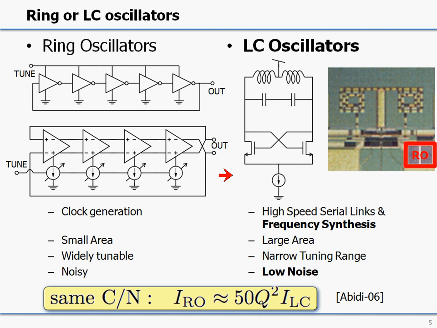However, for applications like frequency synthesis or high-speed serial links, we need very stringent phase noise requirements. And for example, based on the paper of Professor Abidi, if you compare the current that you need in a ring oscillator to the current that you need in an LC oscillator to meet a certain carrier-to-noise ratio, he calculated that the current of the ring oscillator can be 50 Q² times larger than the current of an LC oscillator. So clearly, for anything where we have stringent noise specifications, we tend to use LC oscillators. In clock generation, ring oscillators might be used more.